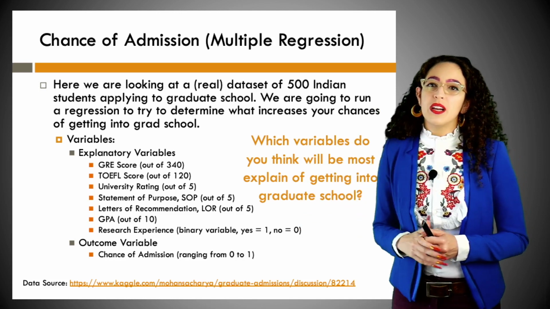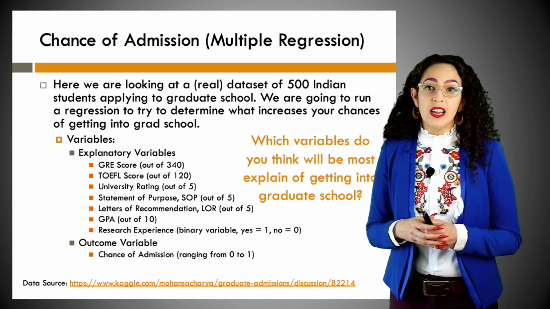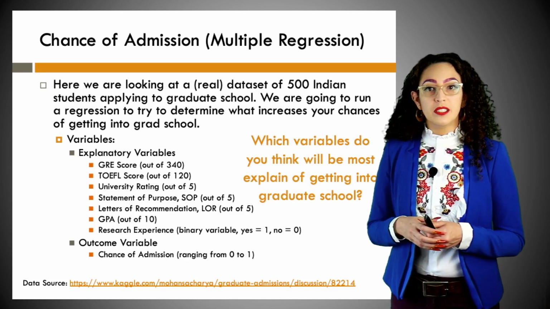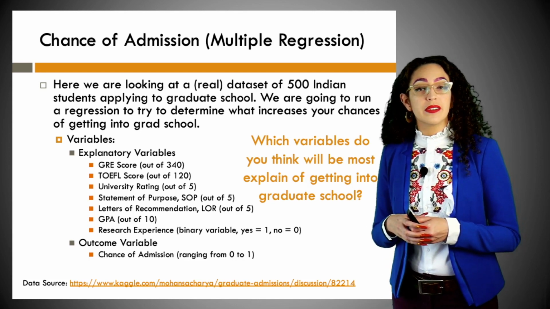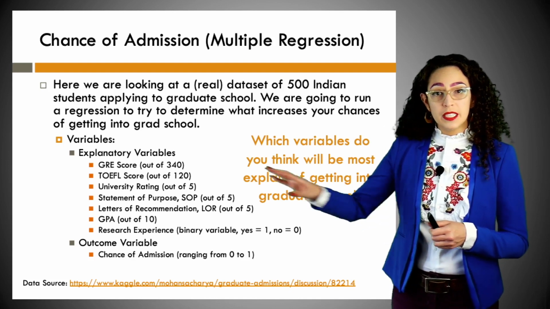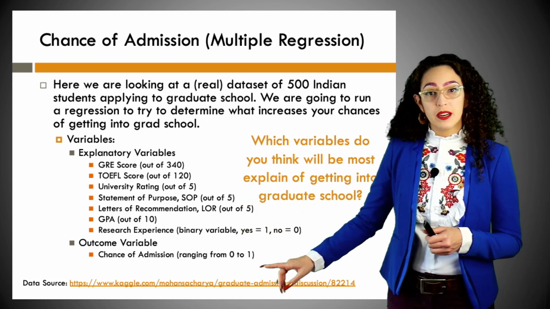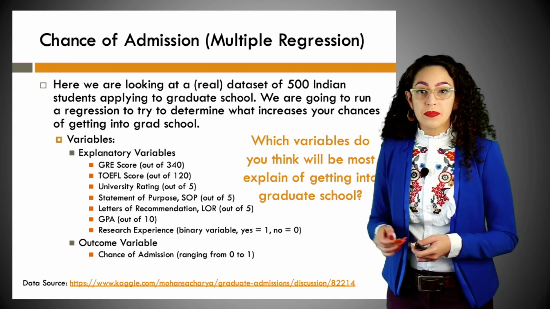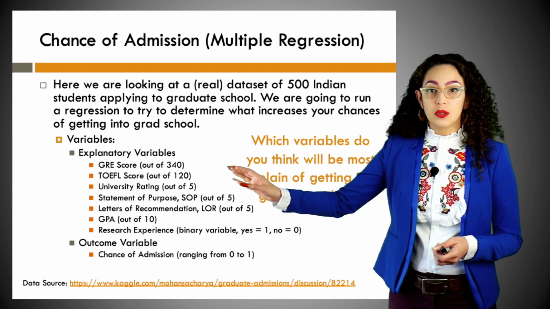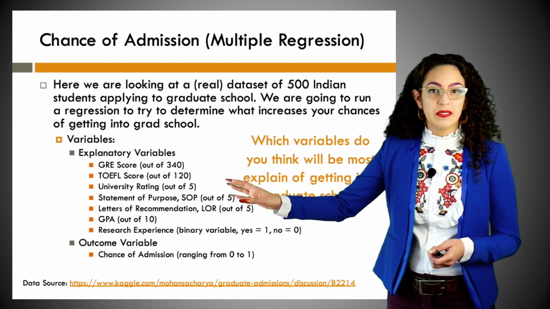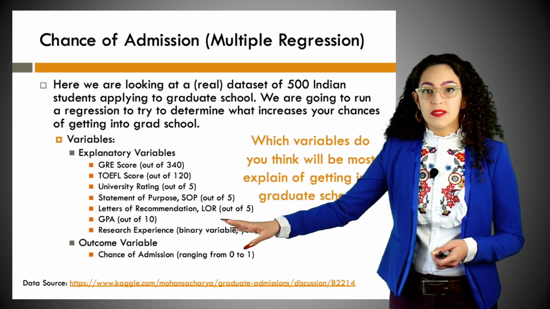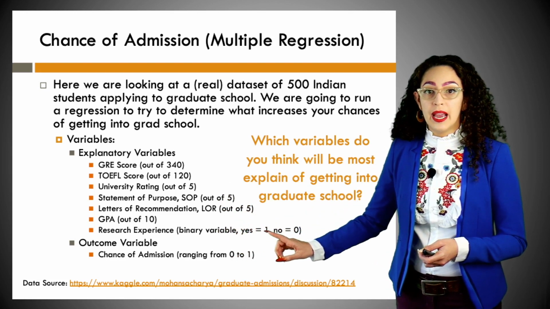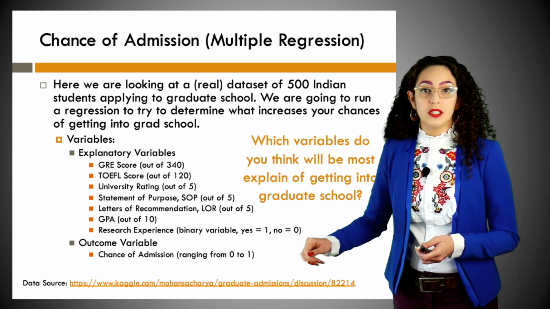So here we are going to look at a real data set of 500 Indian students trying to apply to graduate school. We are going to run a regression to try to determine what increases your chances of getting into grad school. Now take a moment. Here are all the different explanatory variables we have, and here's our outcome variable. It's the chance of admittance on a 0 to 1 scale. Then we have GRE score, TOEFL score, university ranking, or like the rating of the school, statement of purpose, letters of recommendation, GPA on a 10-point scale instead of the regular 4-point scale that we're used to, and whether they had research or not, just a yes or a no.